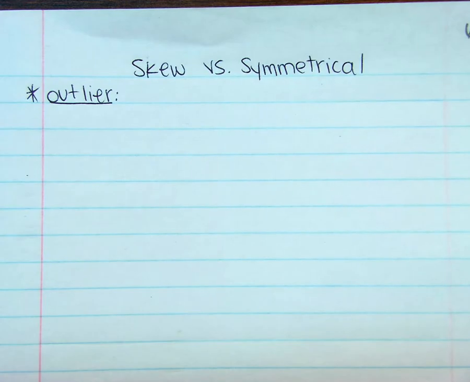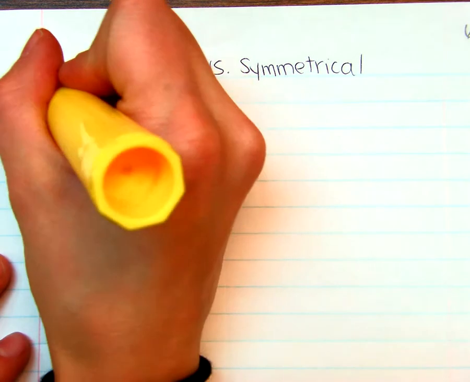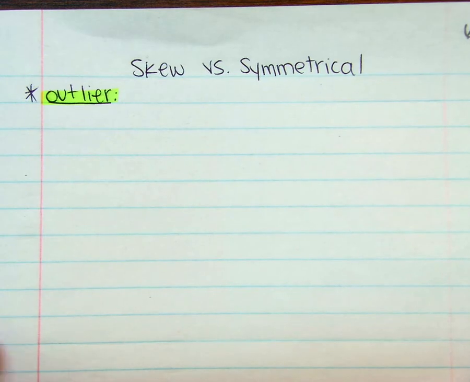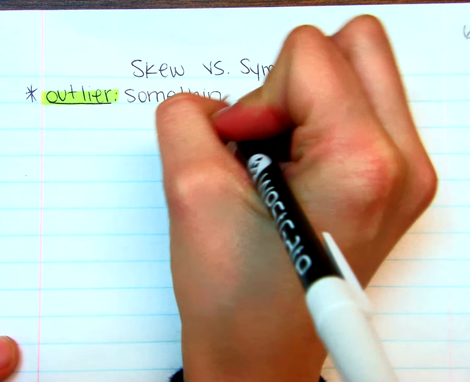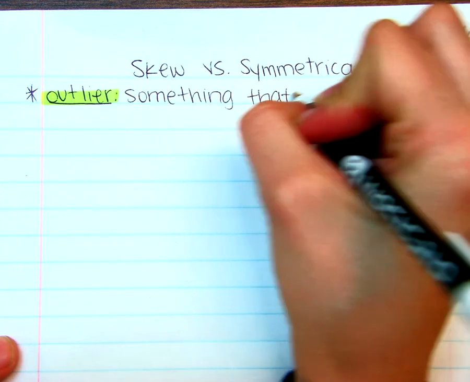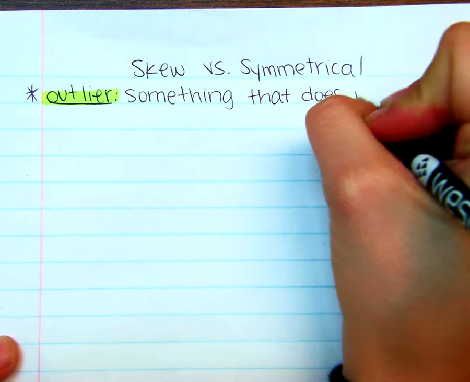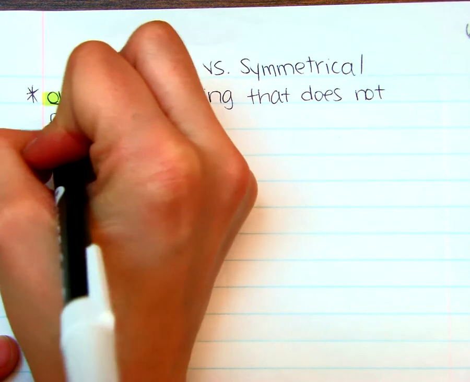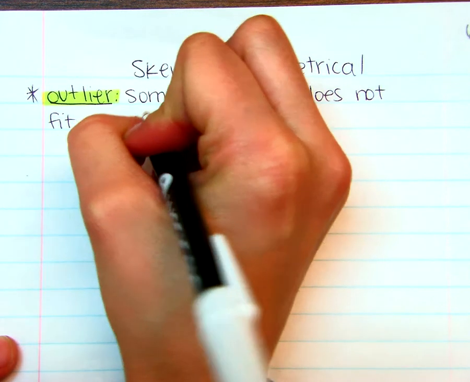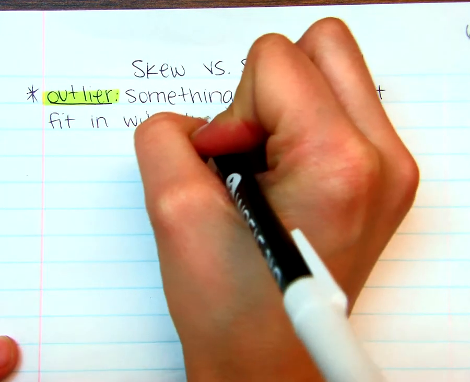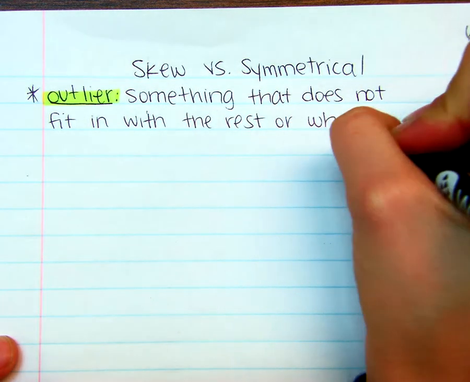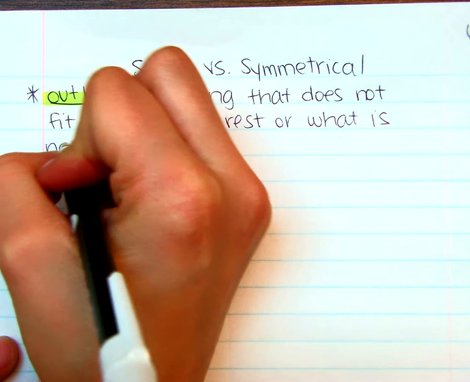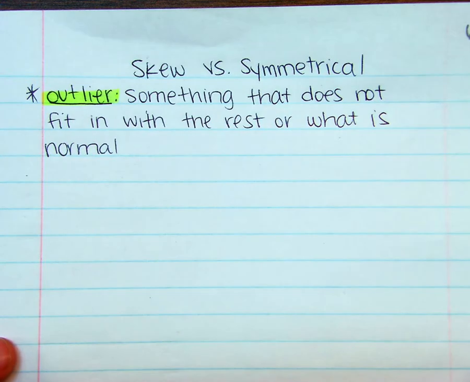Okay, and let's get your highlighters and highlight that. That is one of our vocabulary words. An outlier is something that does not fit in with the rest or what is normal. So think of maybe like someone who doesn't really fit in with everyone. They're considered an outlier.